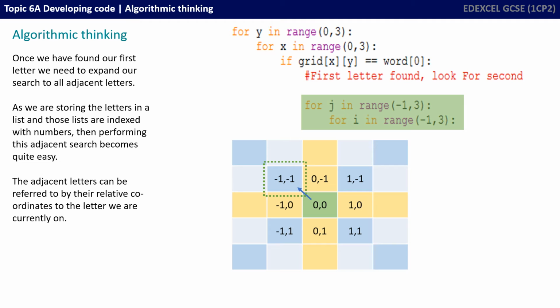So you can see that if we're going to check the letter that is diagonally up to the left of the one that we're looking for, then it would have the relative coordinates of -1 and -1 from our original position. So in both the x and y, we need to check all the numbers from -1 to 1. That's -1, 0 and 1. For both the x and y, we need to add these offsets to our original x and y positions.